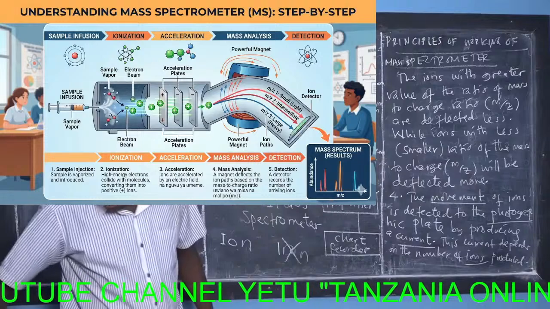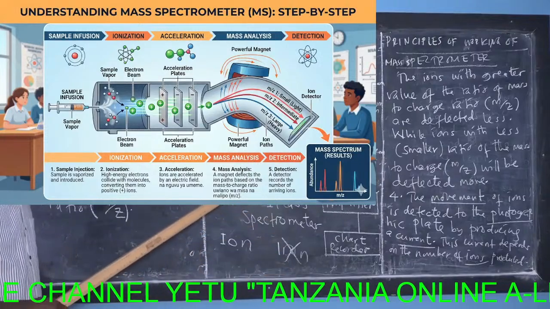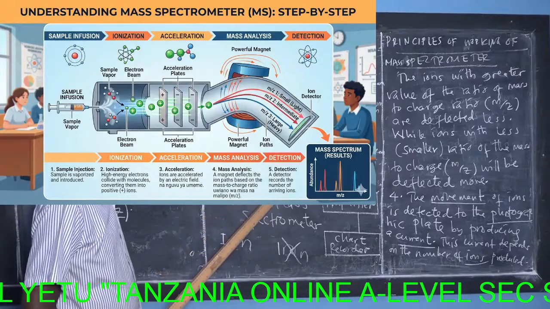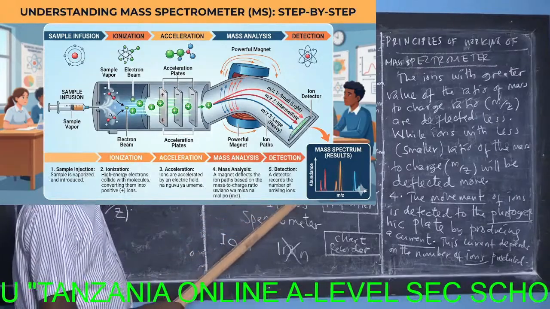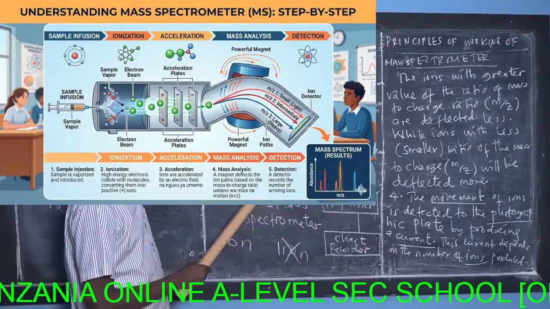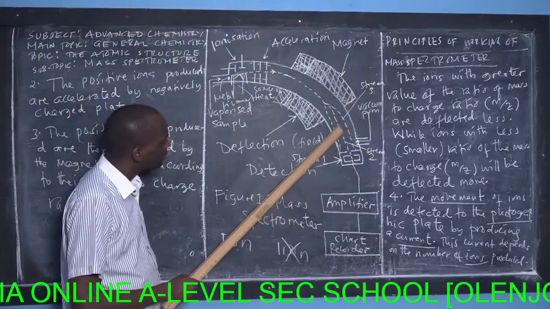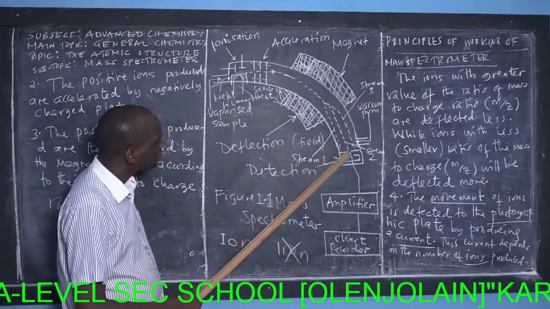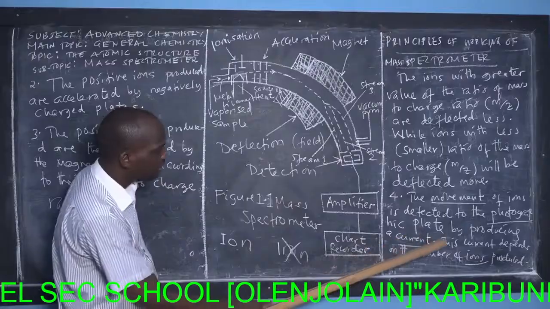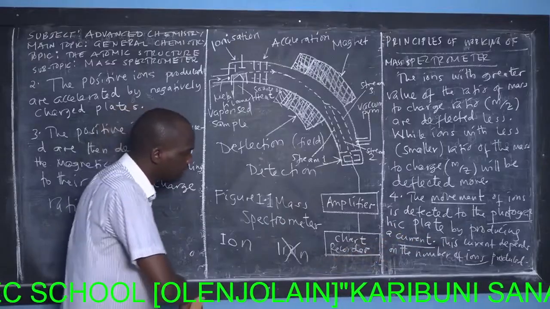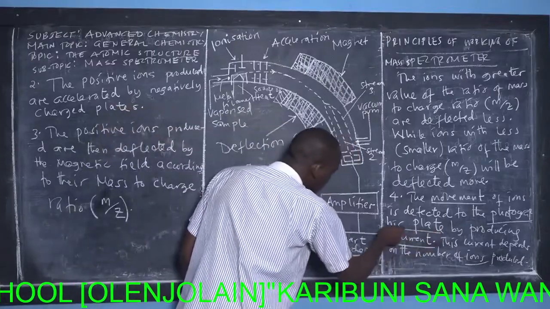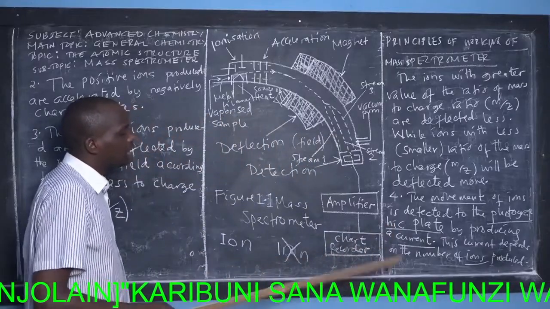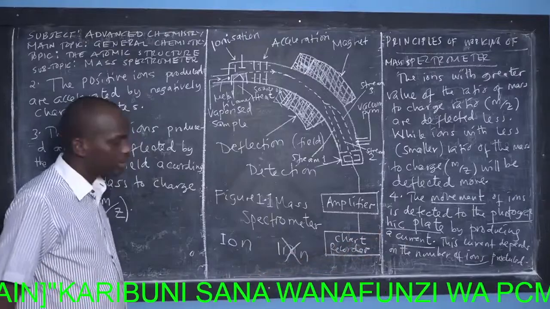So the first principle is discussing the detection chamber, right? You see the detection chamber? This is the detection chamber. In this detection chamber, we have 3 ions: first ion, second ion, third ion. They will be detected by the photographic plate. And then after detection, what is going to happen? Then it will produce a current.